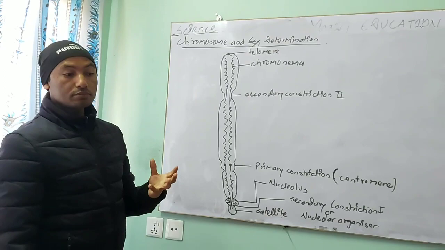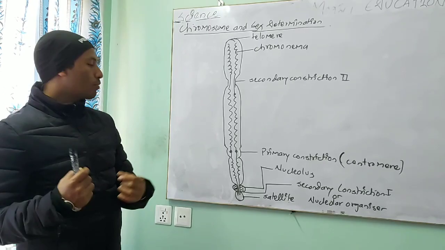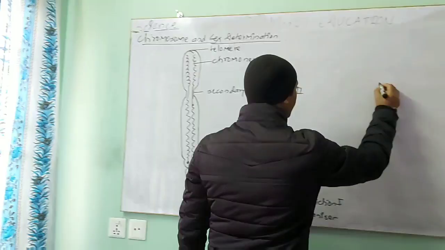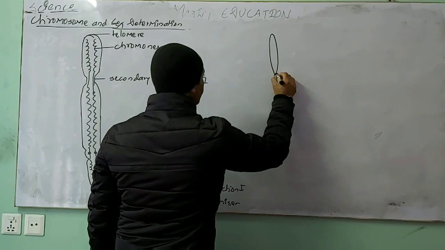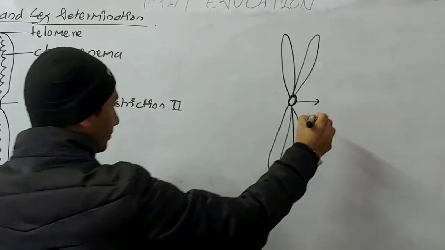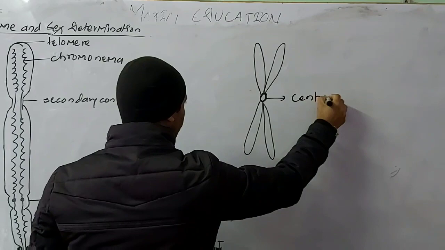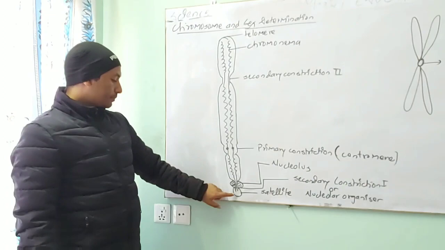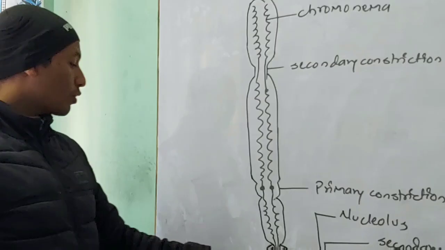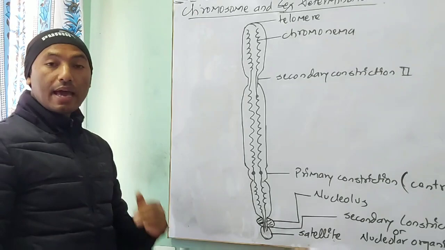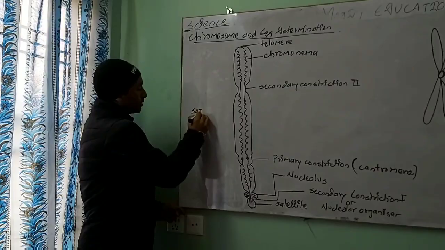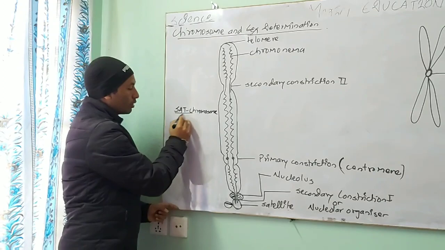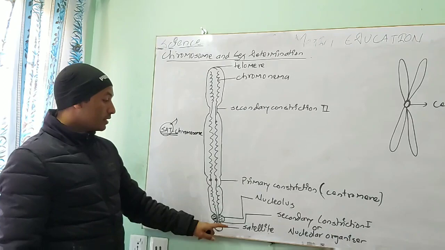We might have known about chromatids, the branches of the chromosome. The chromatids are attached at the centromere. Like how we draw the chromosome, it is like this. This is the chromosome and this is the centromere. This centromere is the primary constriction. The chromosome that consists of satellites, the spear-shaped or circle-like structure at one end of the chromosome, is called a SAT chromosome. S-A-T. SAT chromosome consists of a satellite. Those chromosomes which do not consist of a satellite are not called SAT chromosomes. SAT stands for the satellite part present in the chromosome.